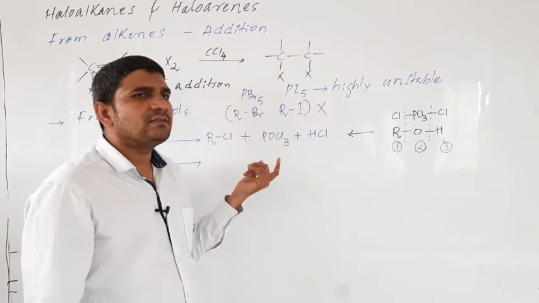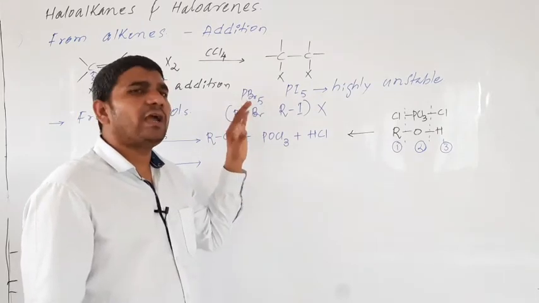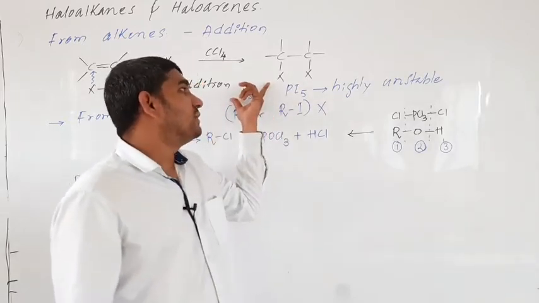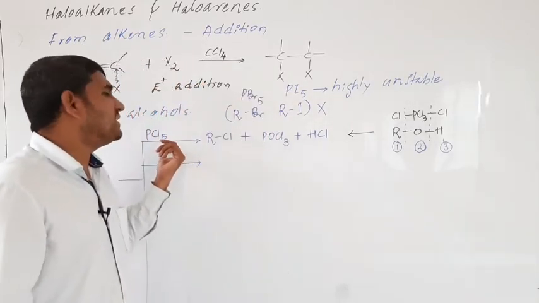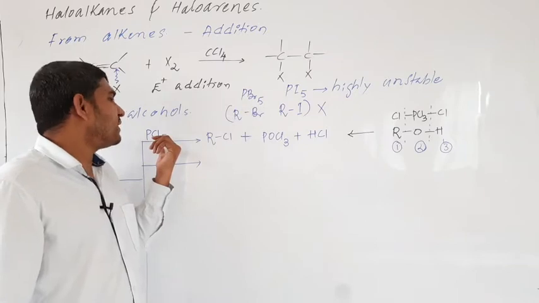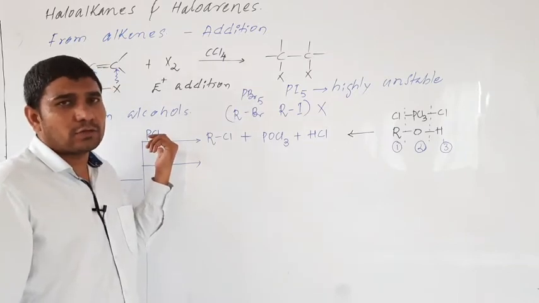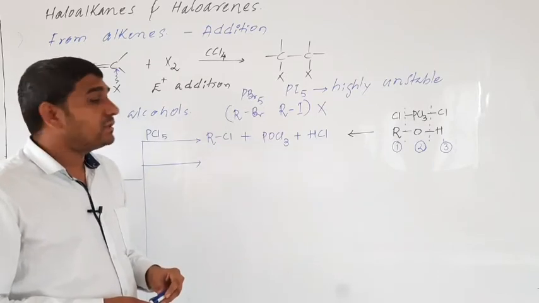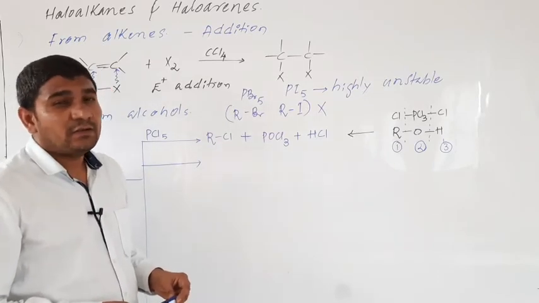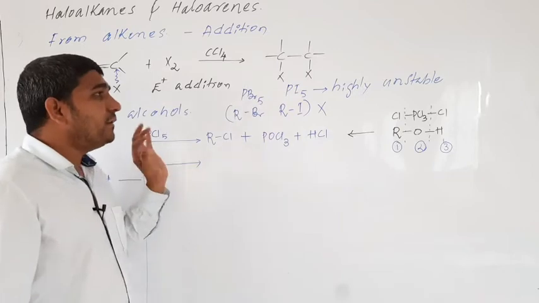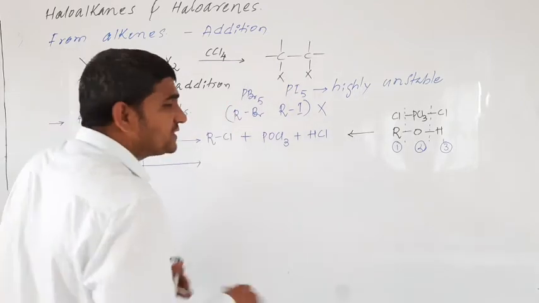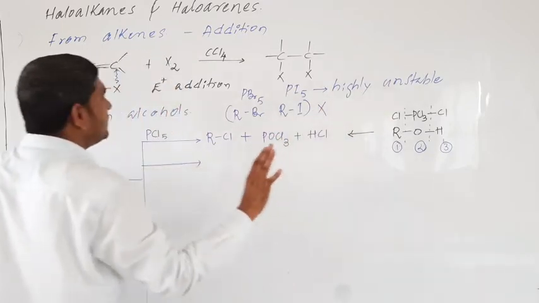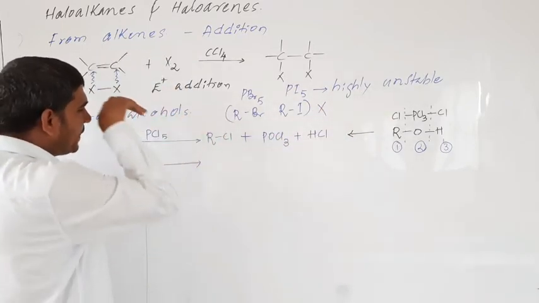Again a question arises, why these are unstable? Then again we have to go into the structural properties of these compounds. Actually PCl5 is a trigonal bipyramidal compound, okay. What is the geometry? Trigonal bipyramidal geometry with sp3d hybridization. We have to go into that one again, okay. That is not required. Just you remember these 2 points. PBr5, PI5 are highly unstable. Hence by using this method we cannot prepare bromoalkanes and iodoalkanes.